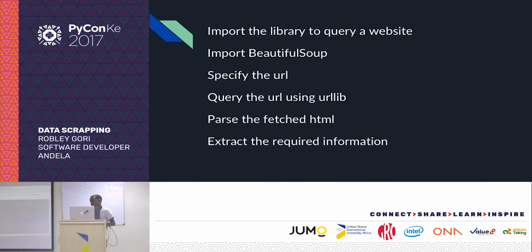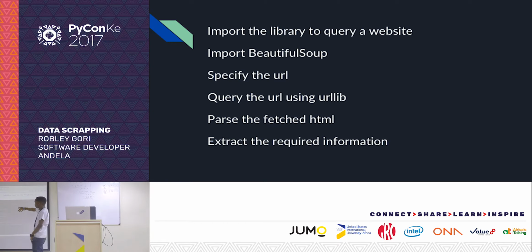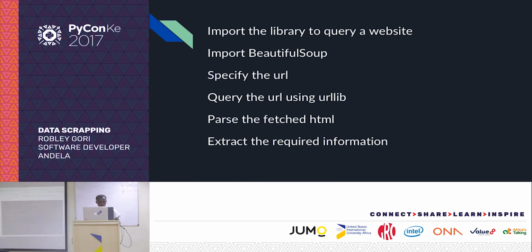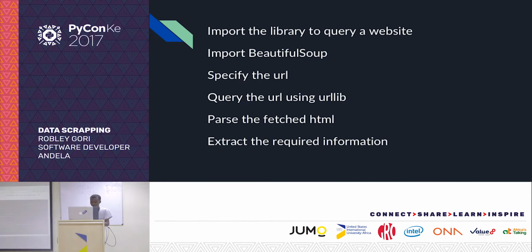So once we do that, we're going to fetch the page using urllib2 that we specified here at the top. So we're going to put it in a page. Goes to urllib2.urlopen, then we put in our URL to scrape.